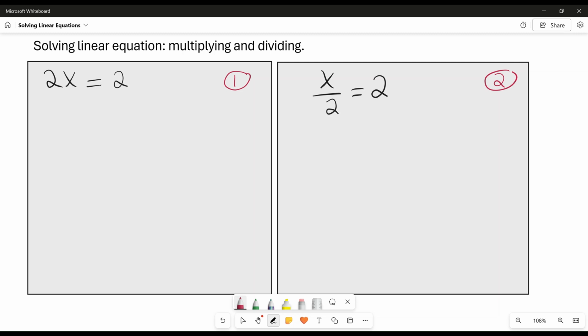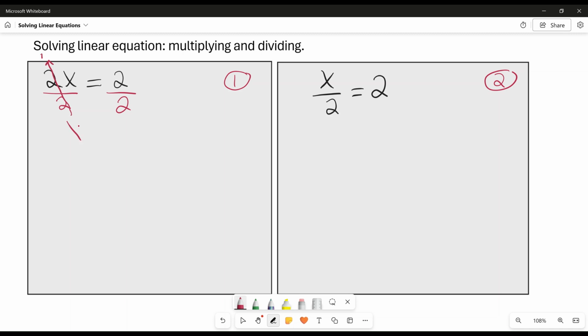So let's look at the first equation. The first equation, I have x being multiplied by 2. The only way I could get rid of that 2 is doing the opposite of the multiplication, which is division. So I'm going to divide by 2. Whatever I do on one side, I do on the other side. So I'm going to divide by 2 on the other side as well. Now, what happens is when you divide by 2, you actually get 1.